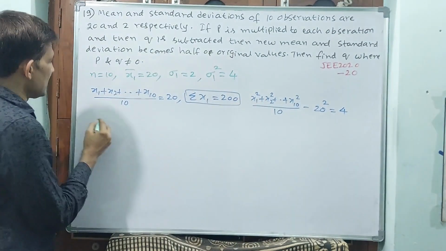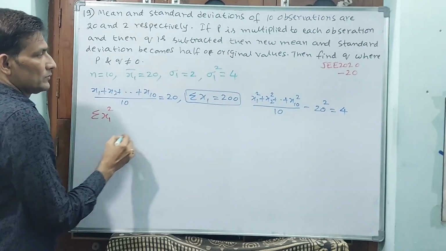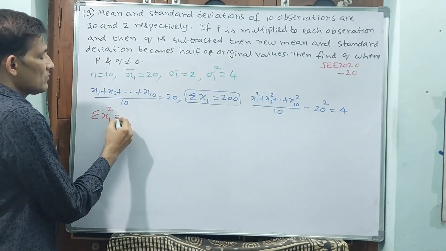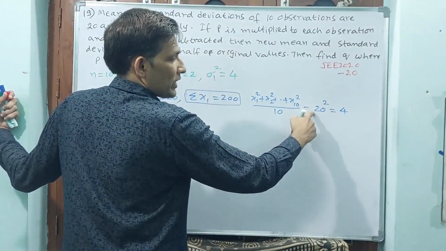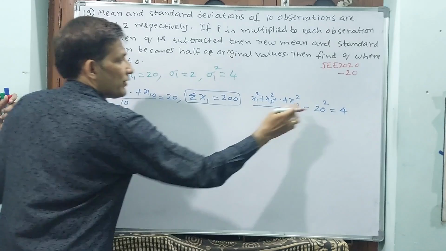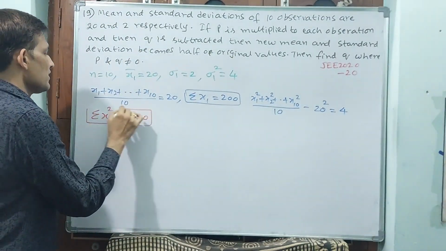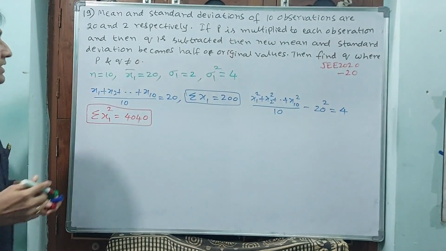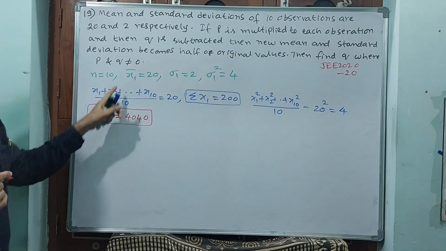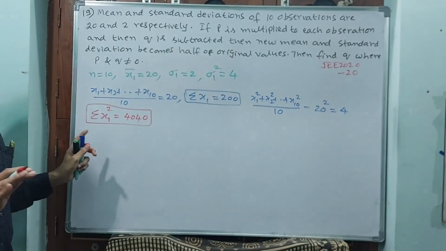Okay, now I am writing it like this: sigma x1 square. First time we are doing it, sigma x1 square is equal to 400 plus 4, 404, into 10. Okay, this also you keep in one box. Now the second time is very crucial. This sigma x1 square, x1 bar, sigma 1 square, n you have got from the first case.